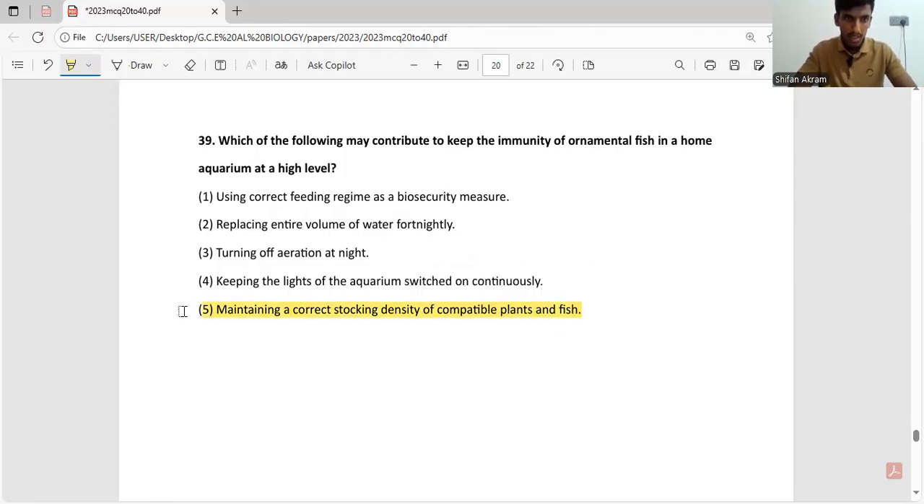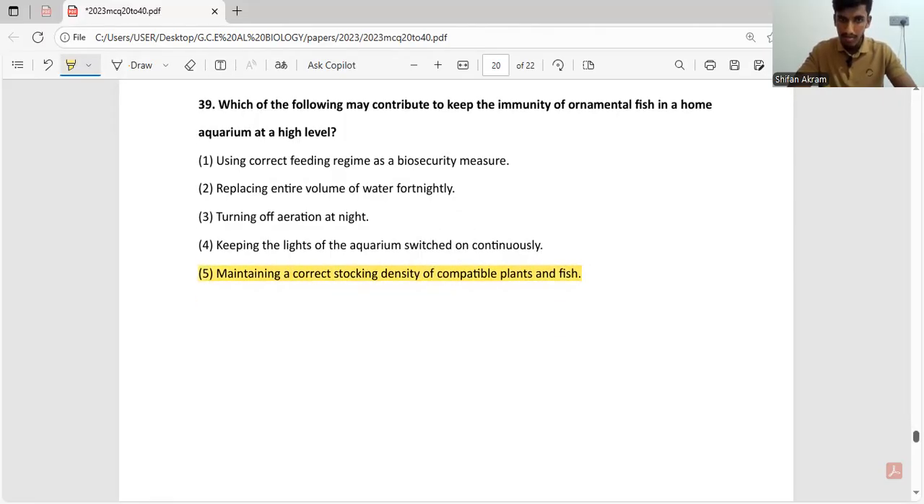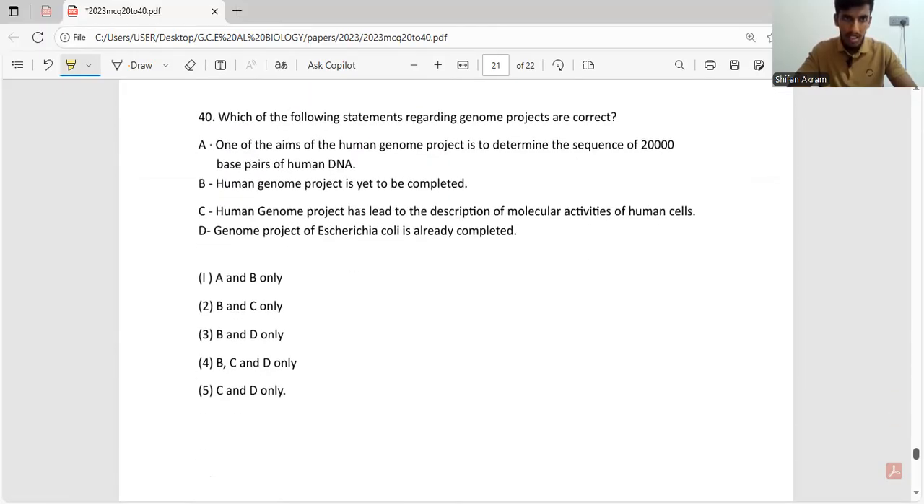Now let's go through the 40th question. Which of the following statements regarding the genome project are correct? So what is the genome project? The Human Genome Project was this huge project that was done for years, where they researched the genes of humans, right? They researched every nucleotide that is present in the human. So that was the genome project. Identify all the proteins that are present in the human.